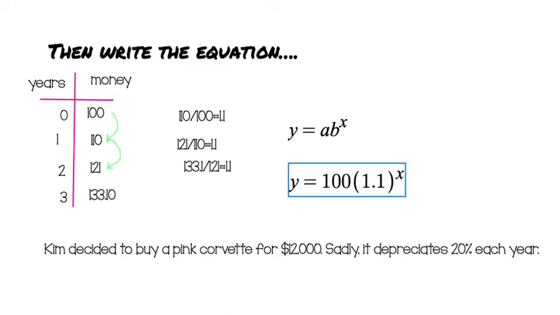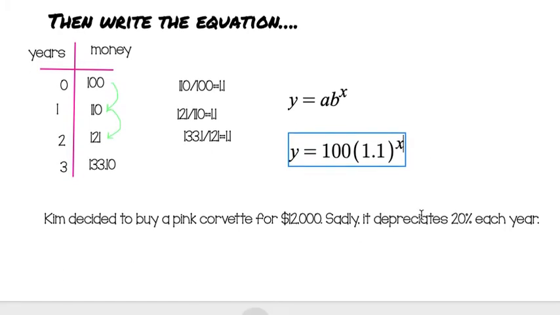There's my equation. So if somebody had asked me to now figure out how much money there will be in, say, 5 years, I could go back and put where x is, I could put 5, and I could get what that value would be. Okay, so that's it. All right, let's look at another problem.